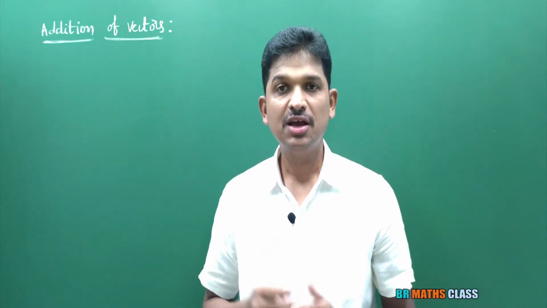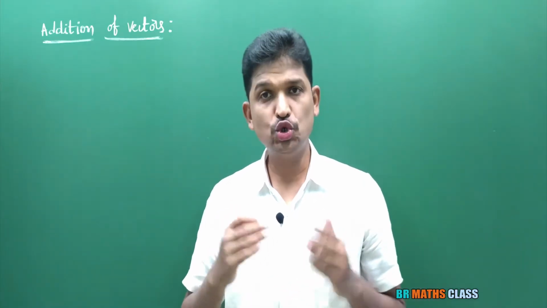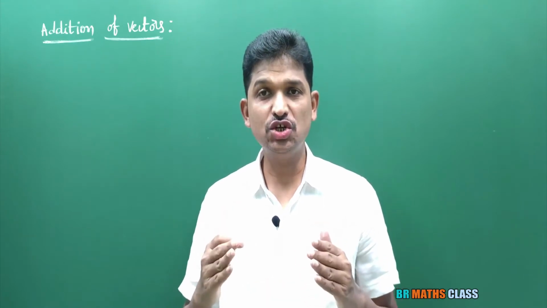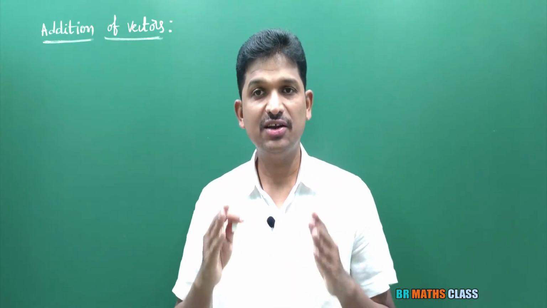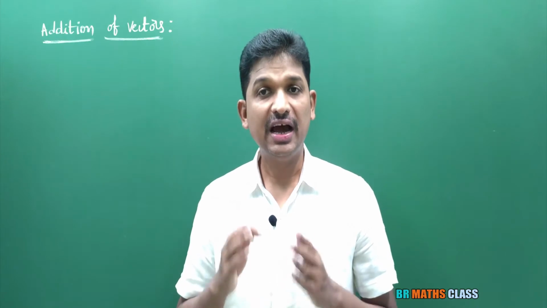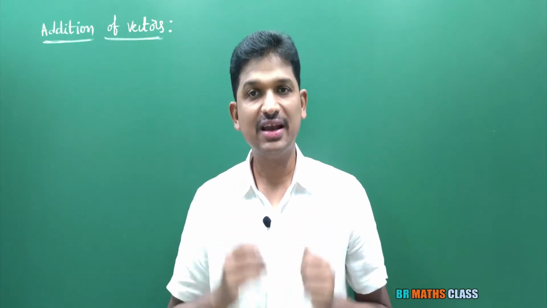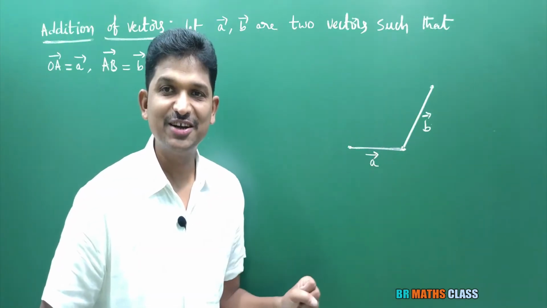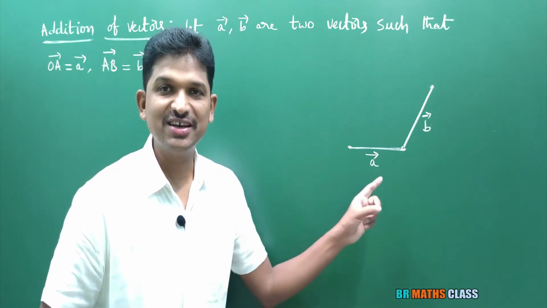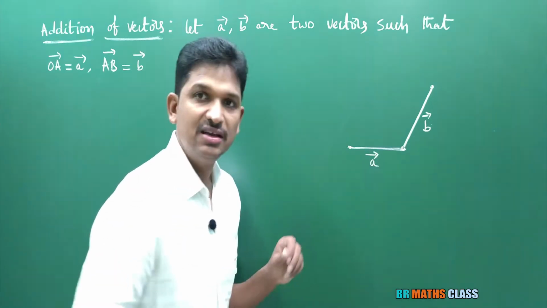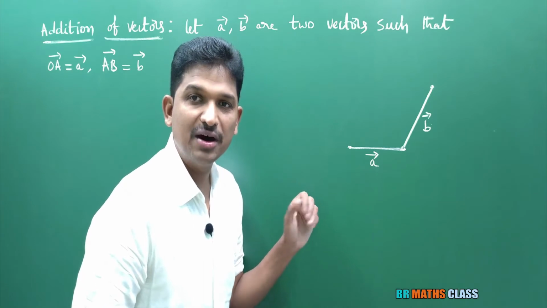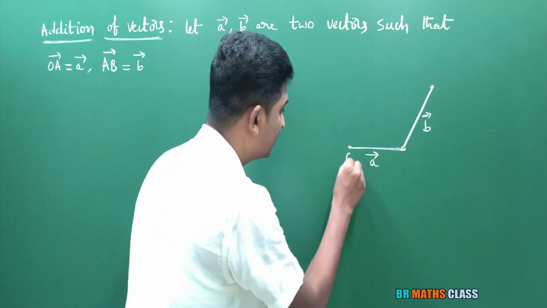In this class, we will learn how to add two vectors. How the addition of vectors is defined, that we are going to learn. For that, I will consider two vectors like this. You observe this diagram, I consider two vectors A bar, B bar. Here, I will name the vector A bar as OA bar. I will name like this.